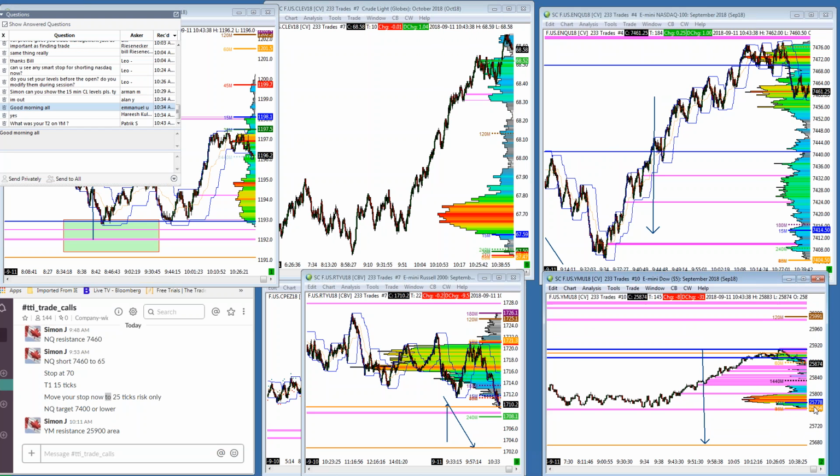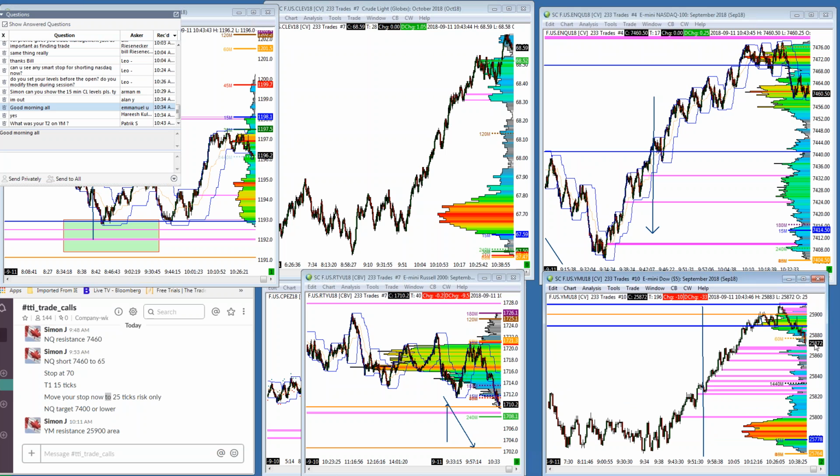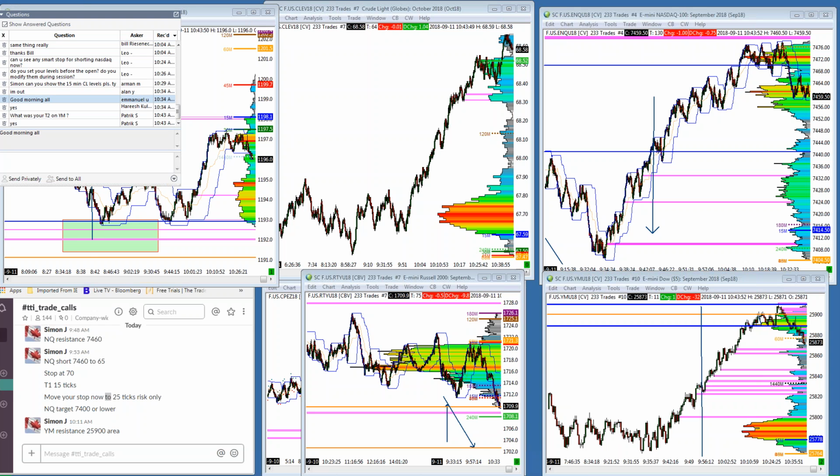T2 is a new low. You still in it, Patrick? It barely took the stop, huh? The new stop. Very good, Patrick. Yeah, it's coming down hard.